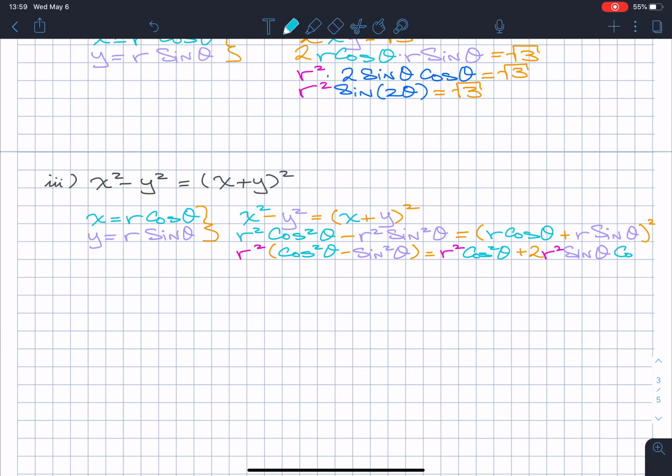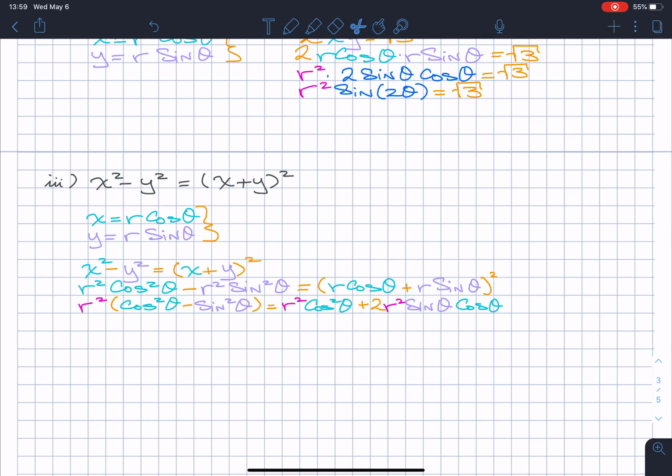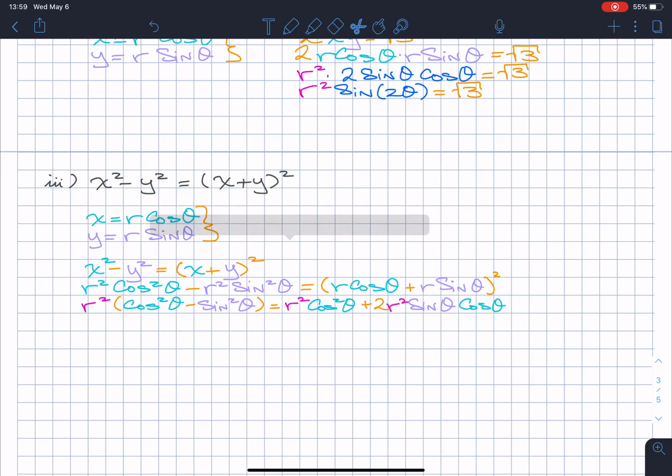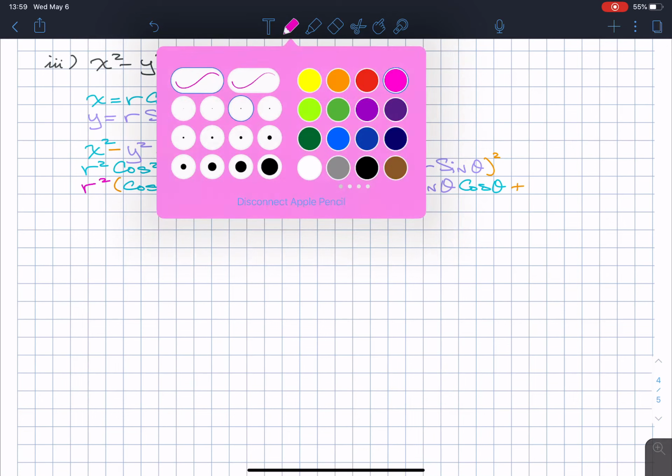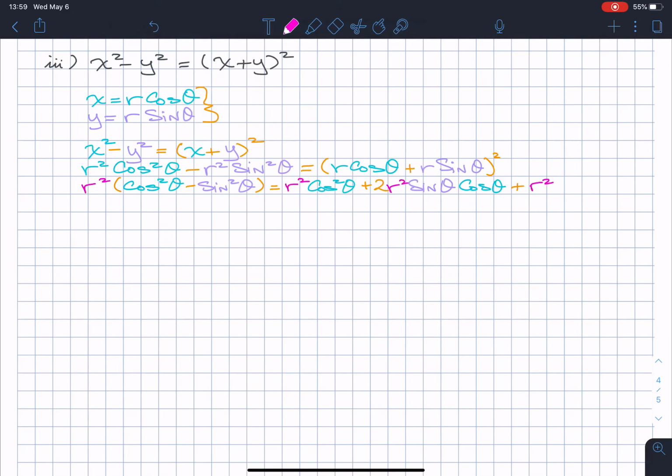Nope, I'm not going to have enough room. Okay, so maybe I will move this. Move this down here. Okay, so plus the final term when I expand will be r squared sine squared theta.